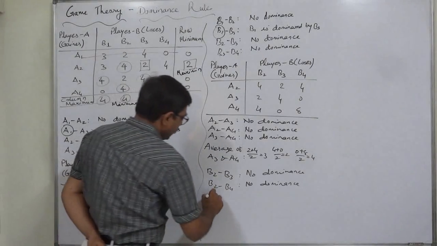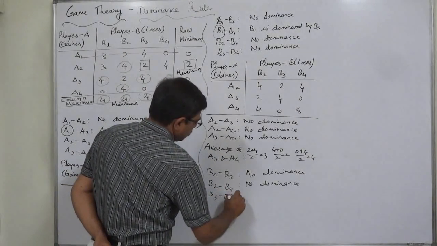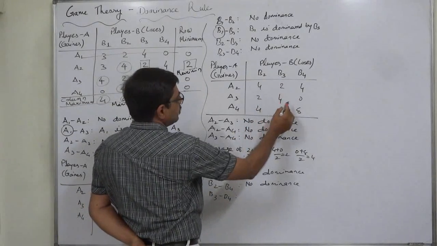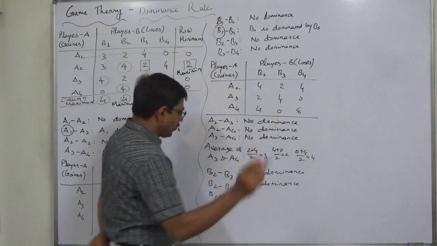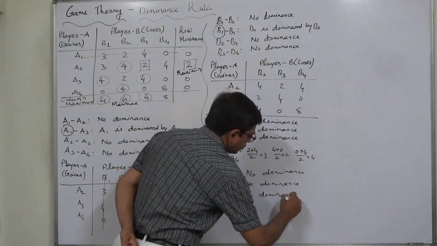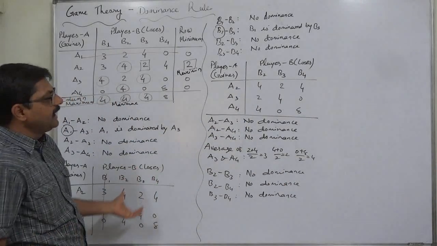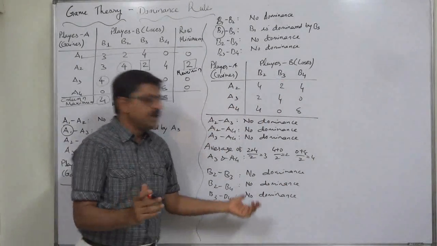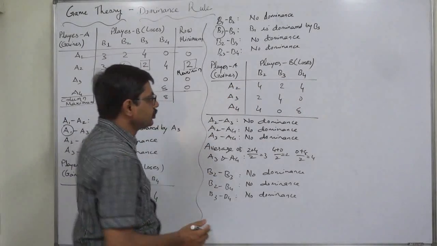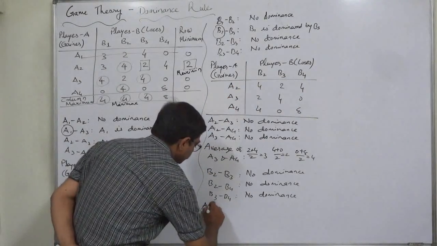B3 and B4. Lower loss in case of B3. Lower loss in case of B4. Again, no dominance. So we cannot remove any of the three strategies of B. Let's again check B2 and the average of B3 and B4.